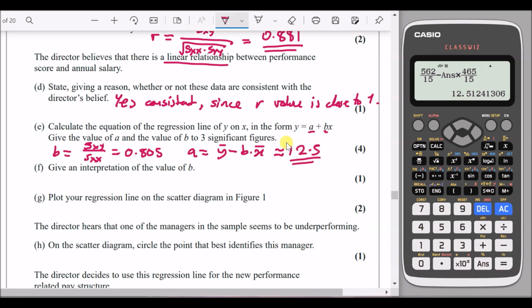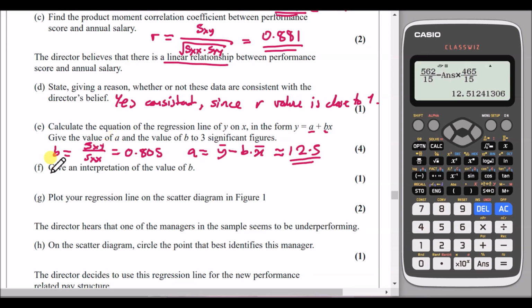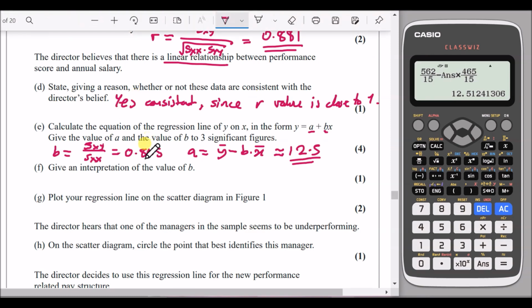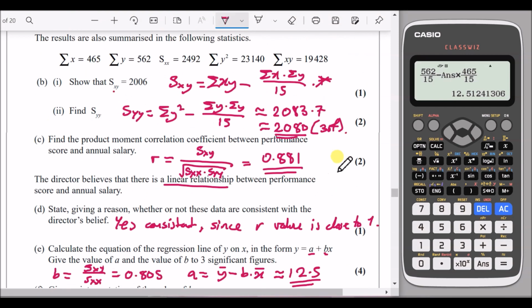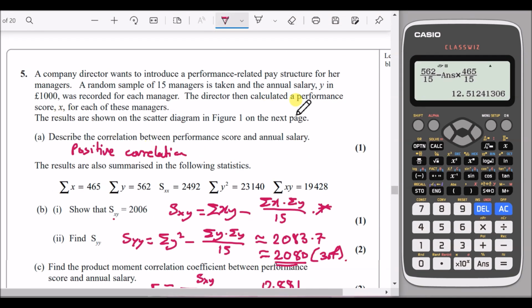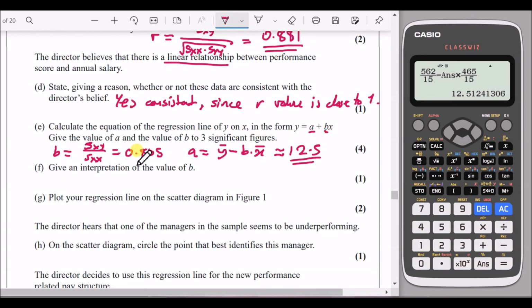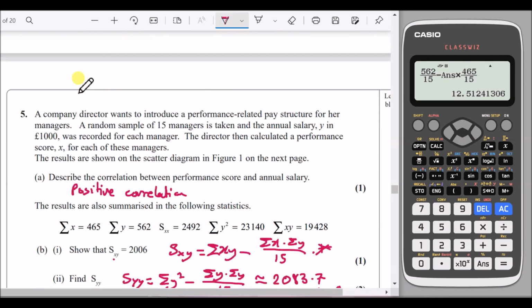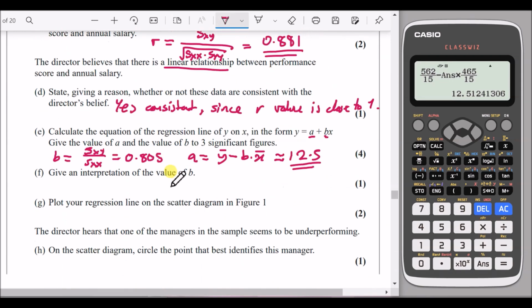That's it. Now, for F, it says give an interpretation of the value of B. So B, if you remember, according to the equation, is the gradient. So what this tells us is that for every time you increase X, Y goes up by that factor. X is the performance score. So every time you increase the performance score by 1 point, the salary goes up by, in thousands, 0.805 times 1,000, basically £805.